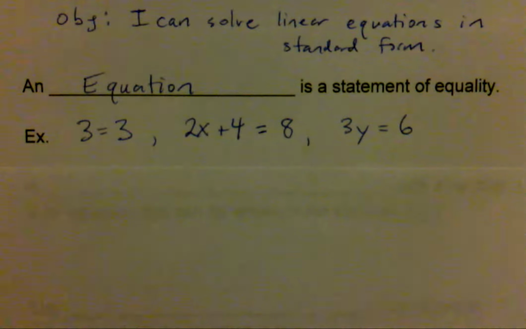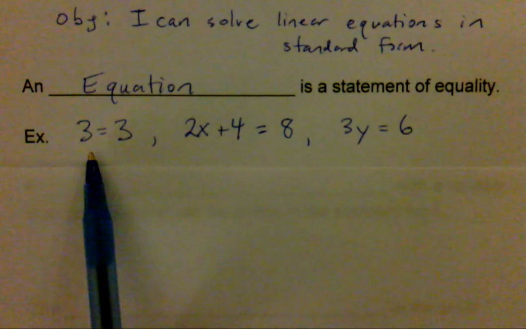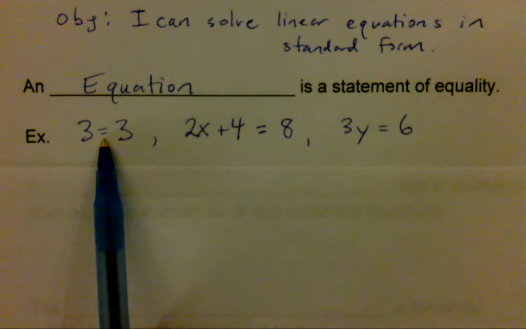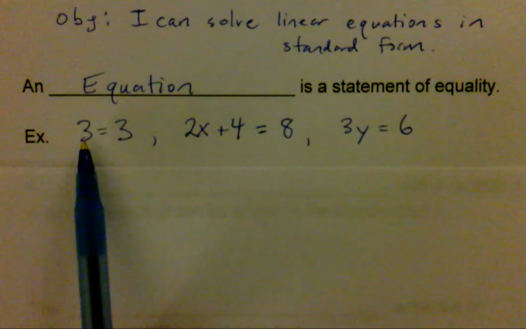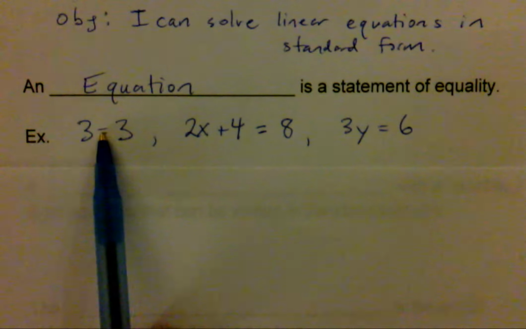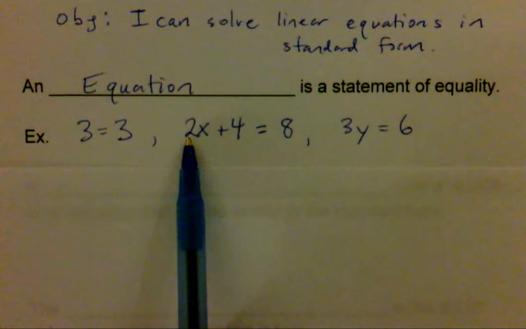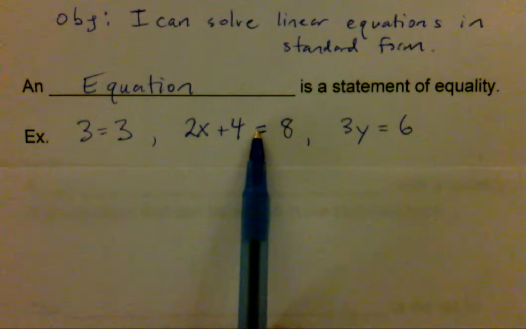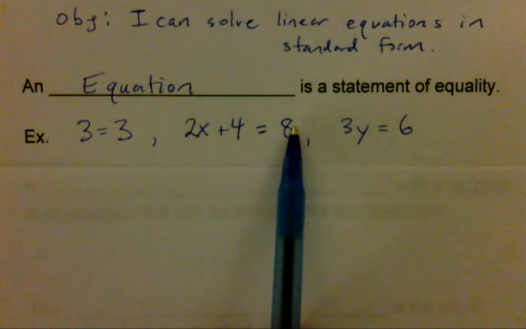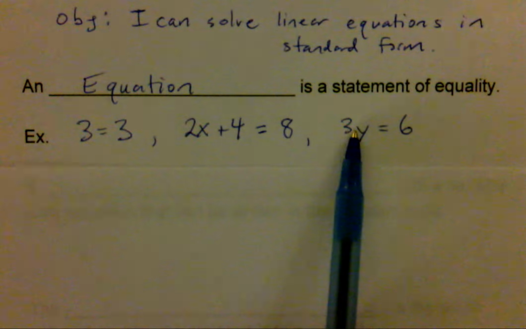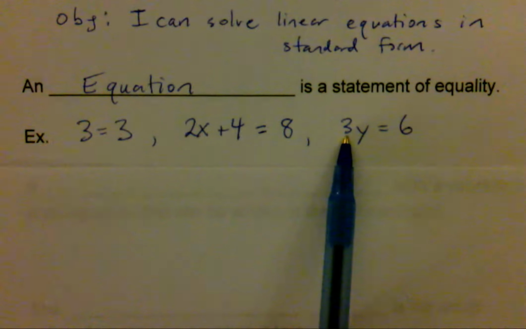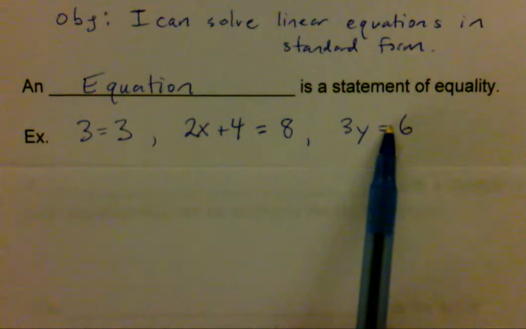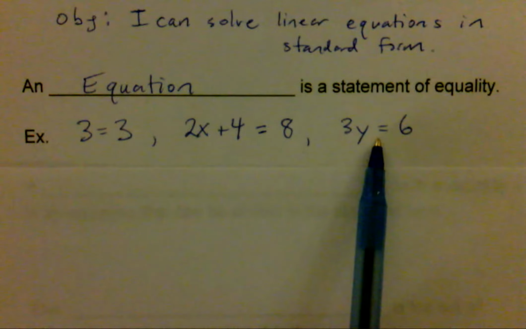One thing that makes these equations different from just an expression is this equal sign. Whenever we have an equal sign, we have ourselves a statement of equality. This means that 3 is equal to 3. In the next one, we have this expression on the left, 2x plus 4, equal to the number 8 on the right. And in our third example, the expression 3y is equal to 6. So this equal sign is what tells us that we have an equation.